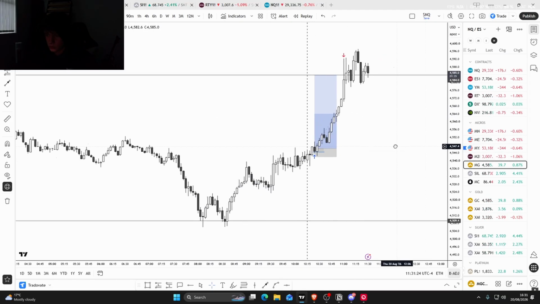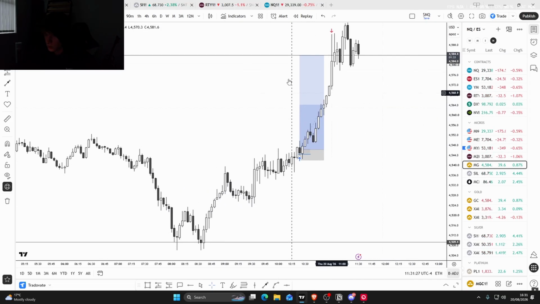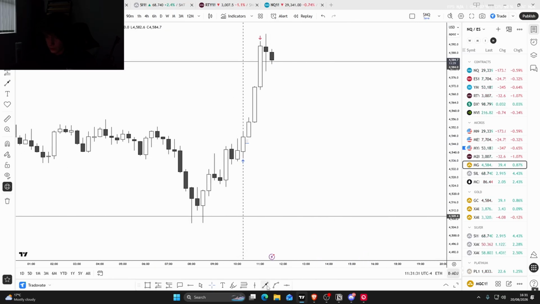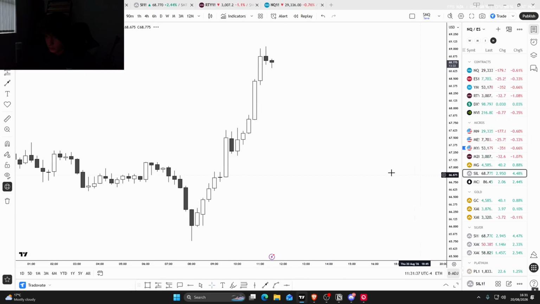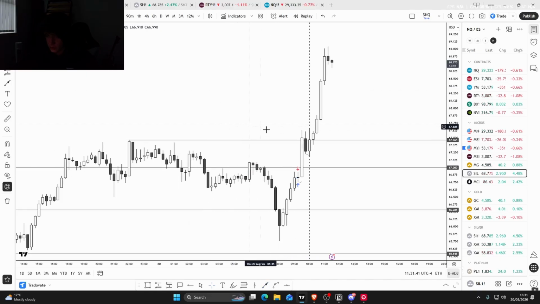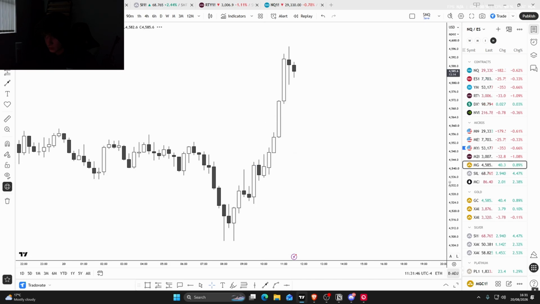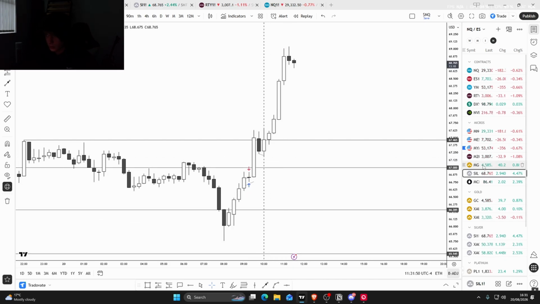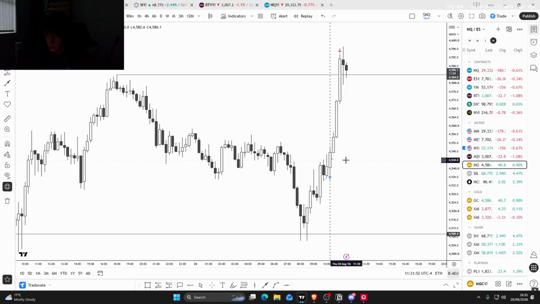So on gold, we had a strength switch. Right here, we had an SMT fill. Gold fails to take this low into the gap. Silver trades into the gap right here, and this is after silver has already taken the high. So silver is technically the stronger asset, but now it's becoming weaker because it's trading into the gap. Gold is becoming stronger. We still have the TP available, right?